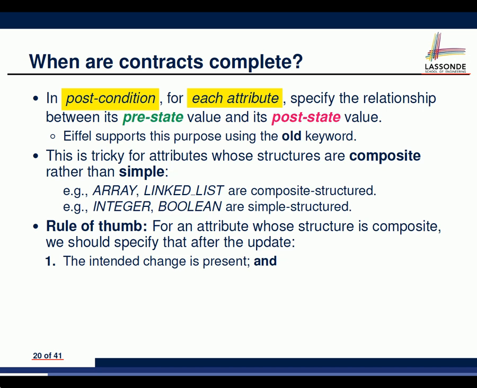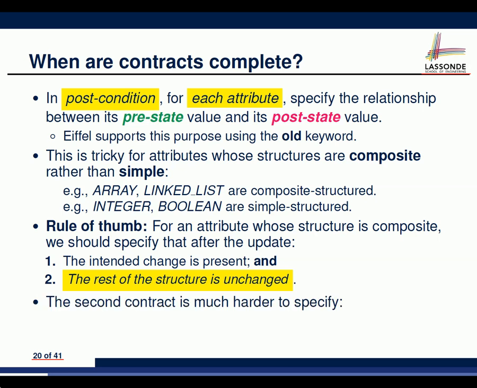Number two is really the critical part, and this is why I showed you all the background information about copies. Here, the rest of the structure is unchanged. That's the tricky part. The second concept is usually harder to write because of reference aliasing, right? You might get aliasing structure throughout.